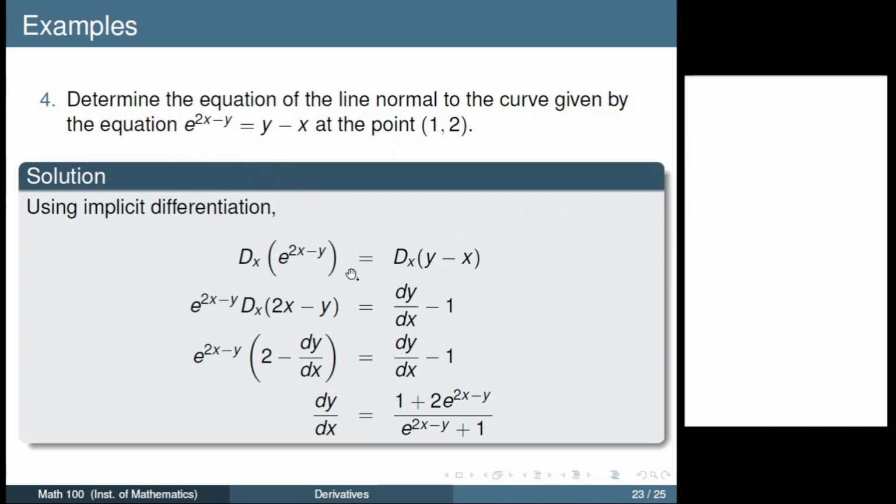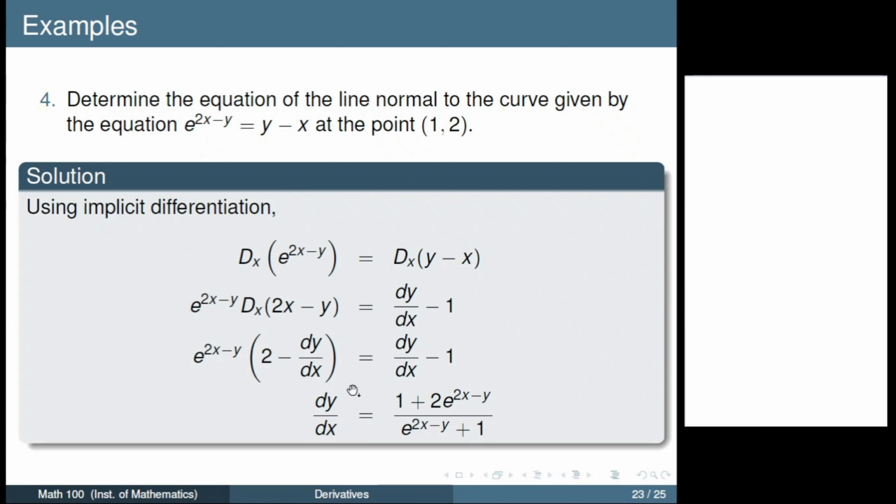Differentiating both sides. For this part, for the left side, we have the derivative of an exponential function. So, copyin lang natin. Times derivative ng exponent, so 2x minus y. And equal siya sa derivative ng y minus x. Ang derivative ng y ay 1 times dy over dx, or dy over dx. And derivative nito ay 1 lang. So, we have here, i-fill out natin to. Anong derivative ng 2x minus y? Just 2 minus dy over dx, derivative ng y.